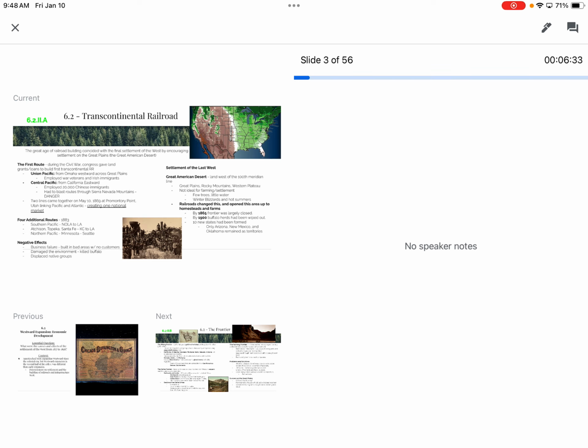Railroads. We are connecting all parts of the country with railroads. So 6.2 is all about railroads, the Transcontinental Railroad. We have these new big railroad companies that are going to be building railroads. This becomes a massive industry.